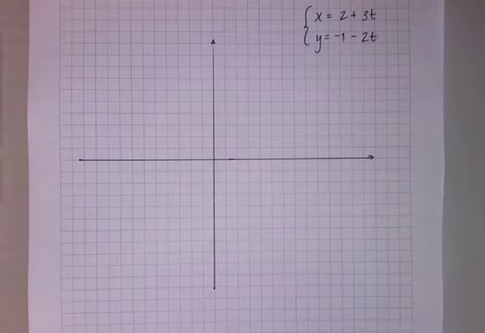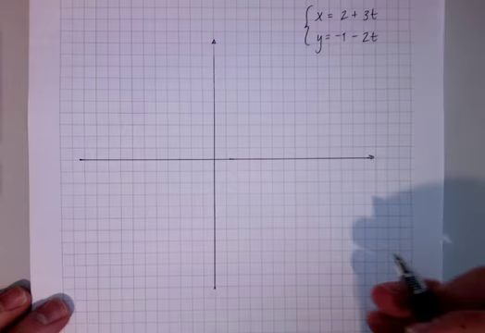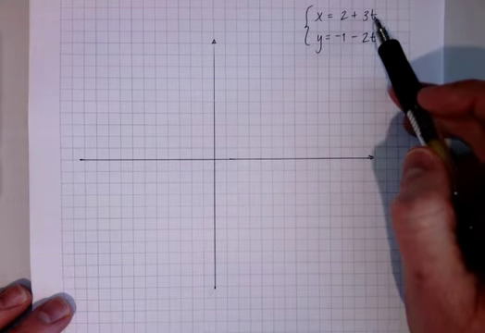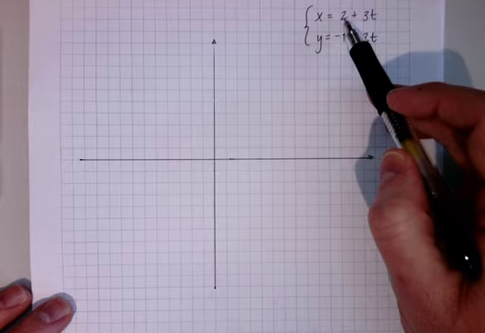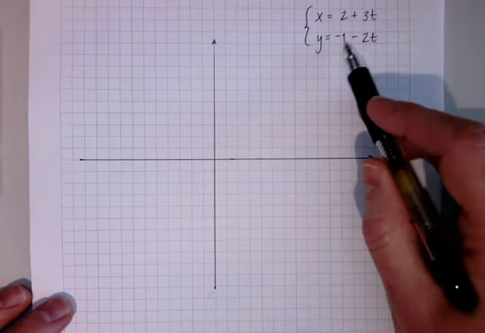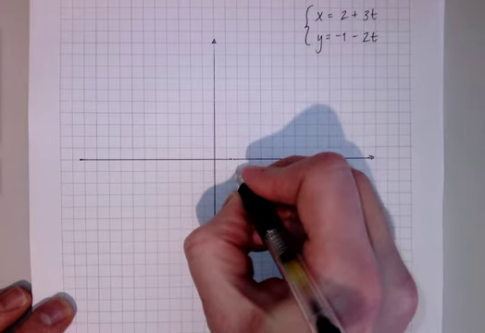So if I plug in 0 for t, I'm going to get what? Both of these are going to be 0. If I plug in 0 for t here, I'm just going to get 2 for x. If I plug in 0 here for t, I'm going to get negative 1 for y. So 2, negative 1.